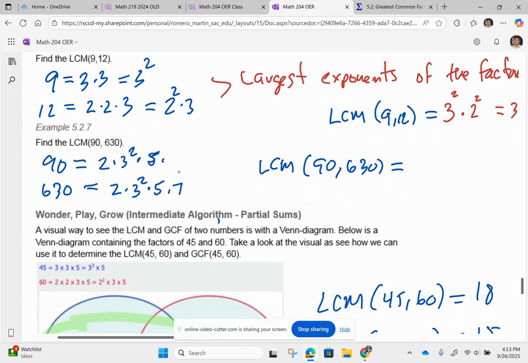Next, we would look at the least common multiple of bigger numbers, 90 and 630. Well, let's write it out.